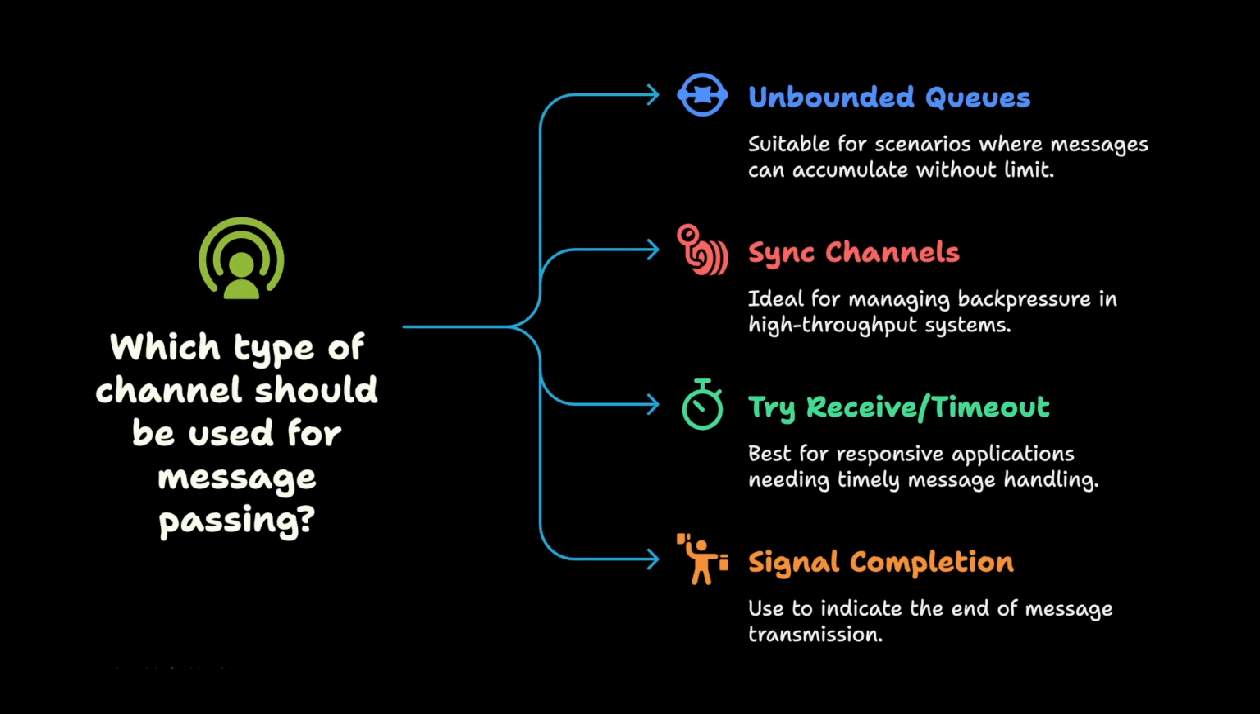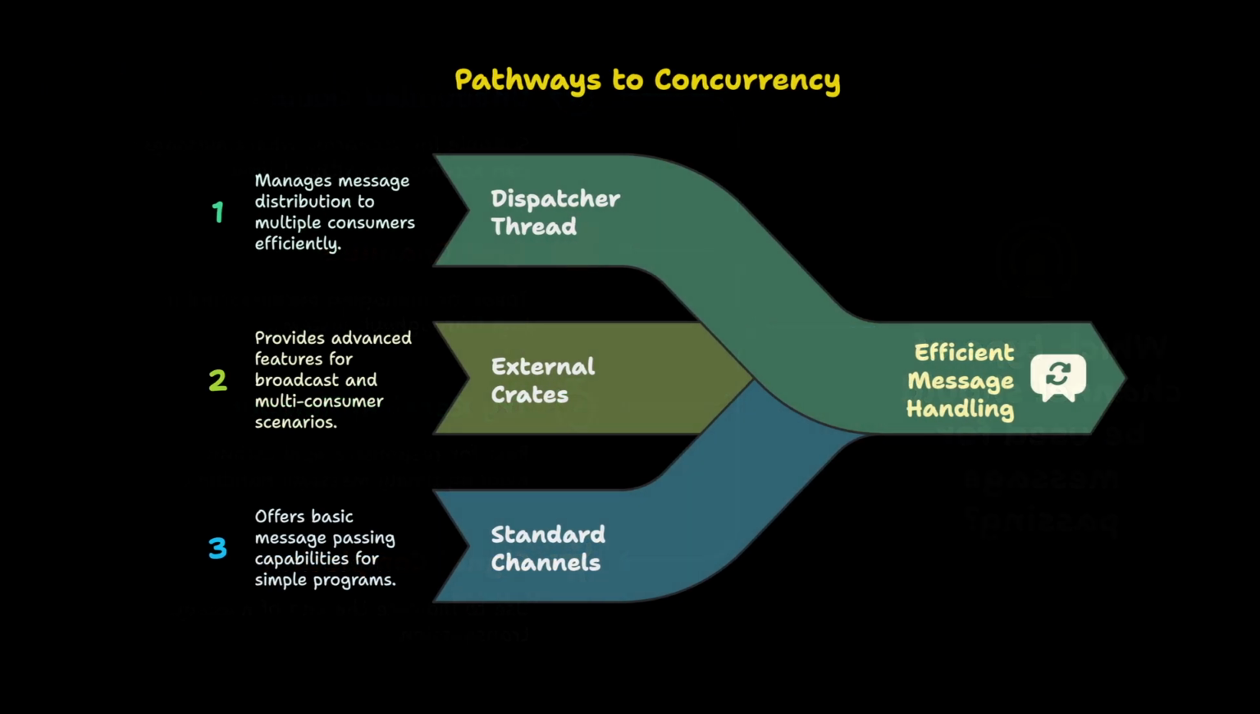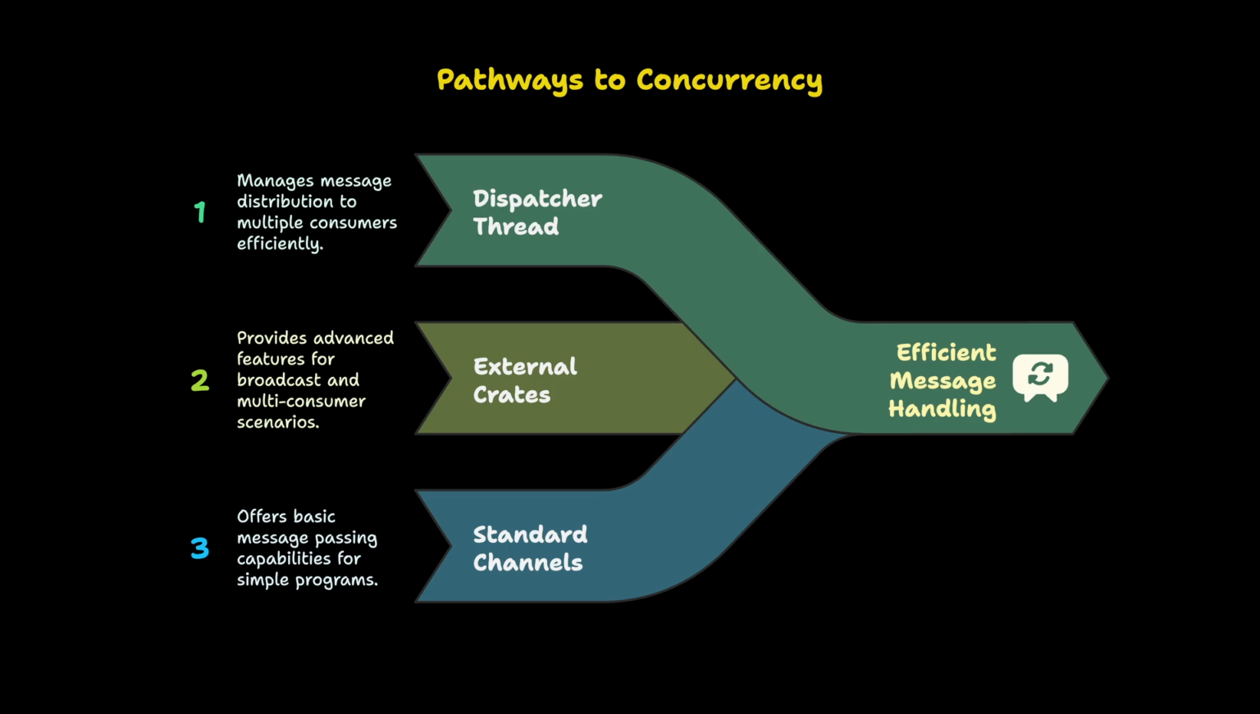Use channel when you want unbounded queues, sync_channel with capacity when you need backpressure, try_recv and recv_timeout when you need responsiveness, and drop your last sender to signal completion. If you need multiple consumers, you can build that pattern with a dispatcher thread, or reach for external crates built for broadcast or multi-consumer semantics. But for a huge number of programs, std's channels are a perfect fit.